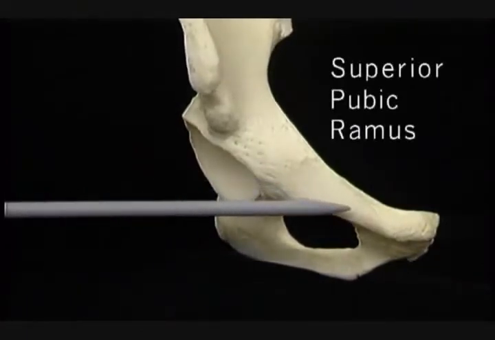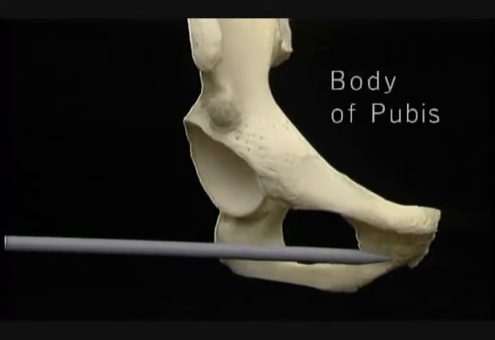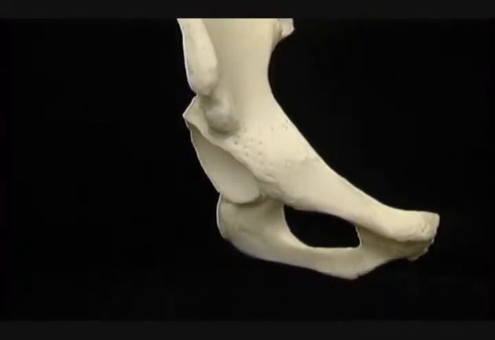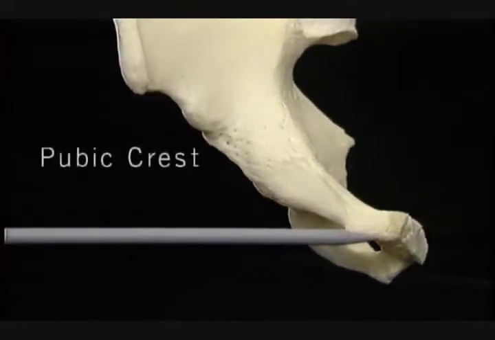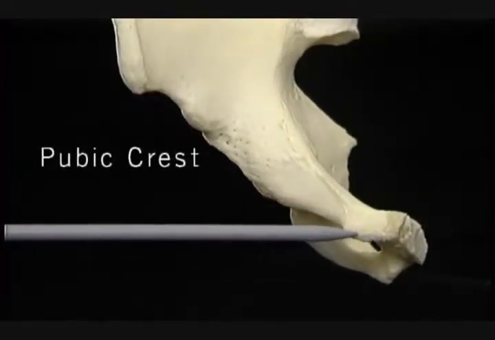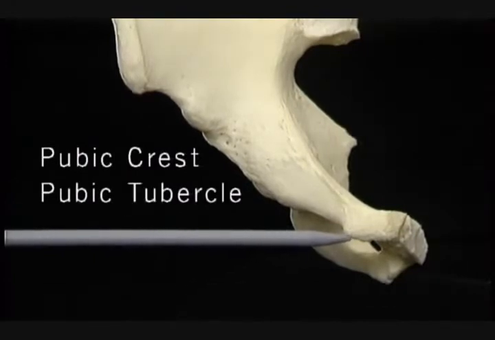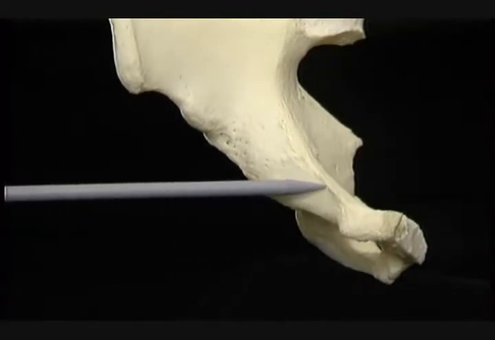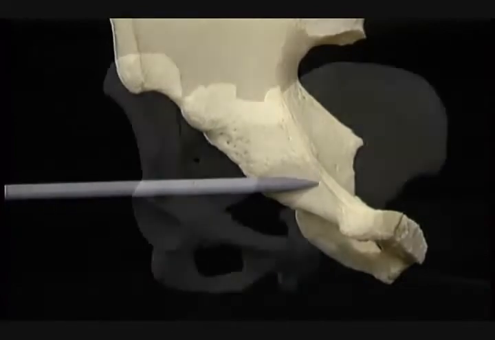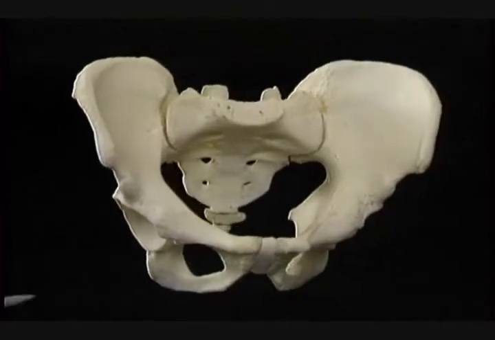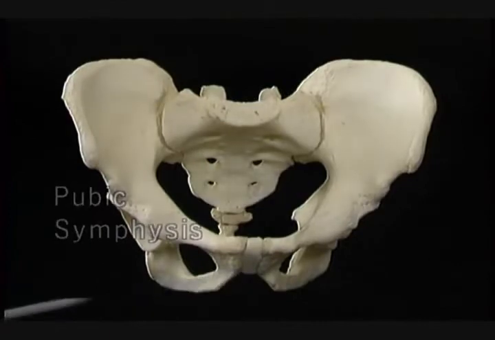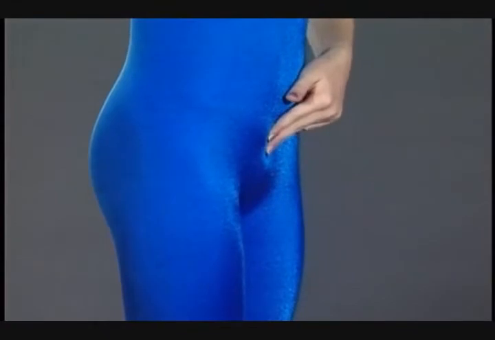This is the superior pubic ramus. This is the body of the pubis, and this is the ischiopubic ramus. This thick ridge is the pubic crest, which ends at this prominence, the pubic tubercle. Lateral to the tubercle, the superior ramus of the pubis has a sharp upper border called the pecten. The two hip bones are held together in front by a cartilaginous joint, the pubic symphysis. The front of the pubic symphysis is here.